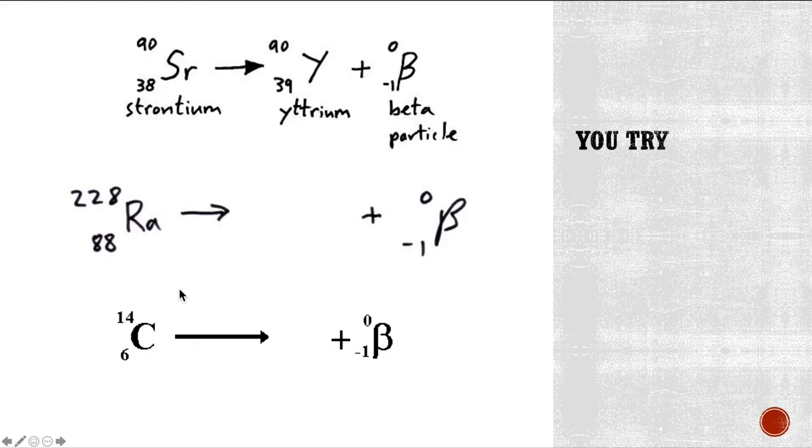Okay, the next one, we're going to start off with radium-228. It's going to undergo beta radiation. It's going to emit a beta particle, and we're going to end up with actinium-228. Same mass, there's no change in mass, but our atomic number is going to increase by 1 because a neutron in the nucleus turned into a proton. And then carbon-14 is going to eject a beta particle and become nitrogen-14.